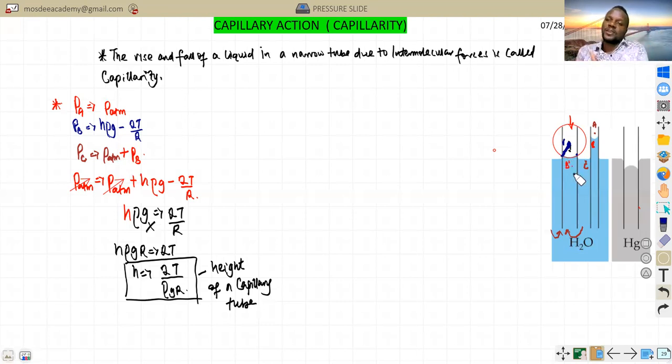Why am I bringing a circle? Let me keep it simple. The reason I'm bringing a circle is because I want to introduce the angle of contact, as we have already studied in the previous lesson or slide. Now, the angle of contact is the angle between the tangent at the point of contact and that of the layers of the liquid.